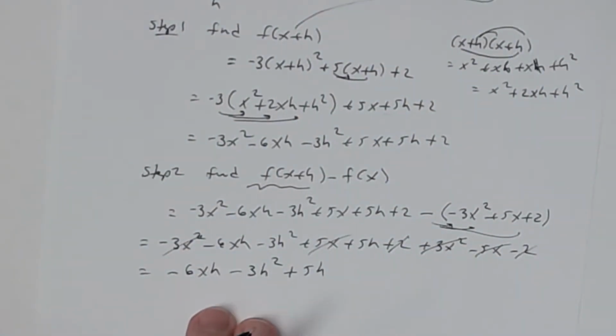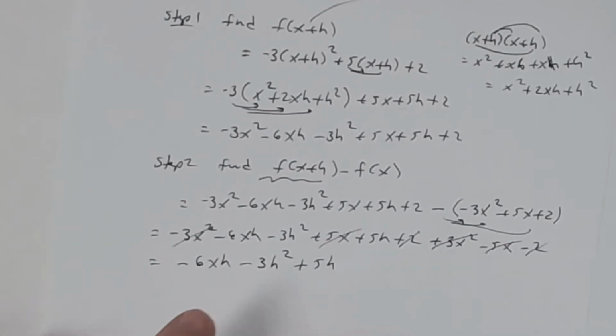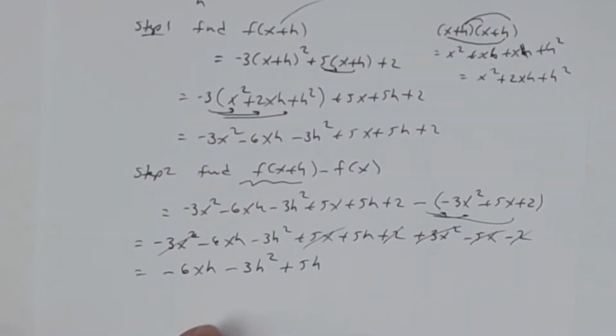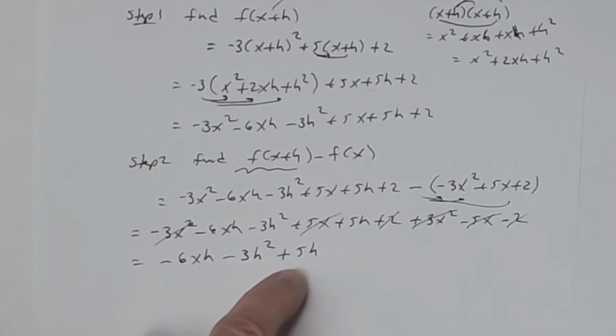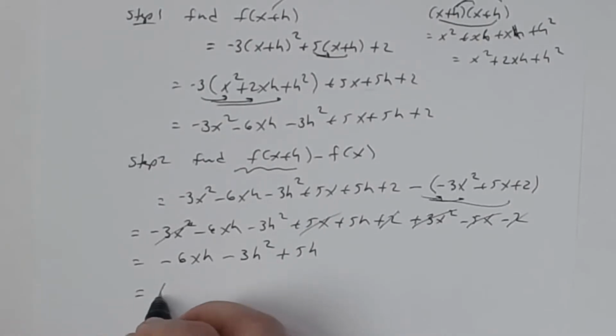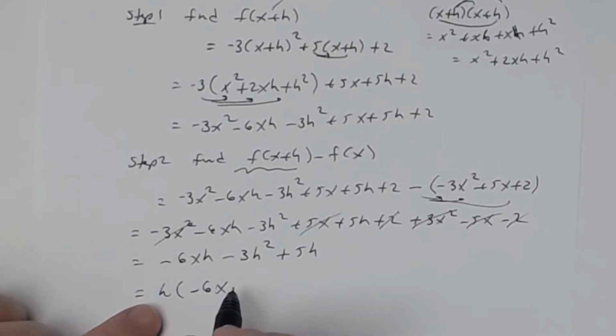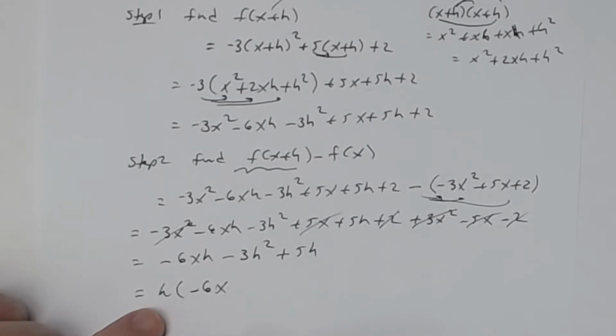Now at this point what I would do, since I'm going to go ahead and divide by h in step 3, let's go ahead and factor out the h here. Those three terms have the GCF being h. So I'm going to say h times negative 6x. Make sure you write this correctly. Don't put an h here and then cross it out. That's incorrect. Some of you are doing that.